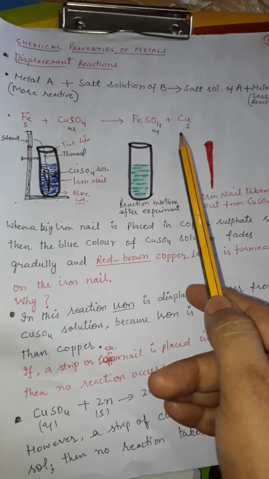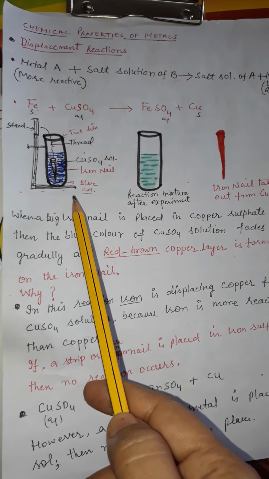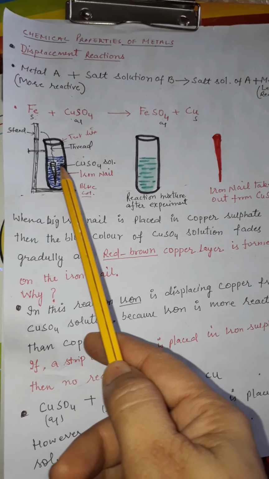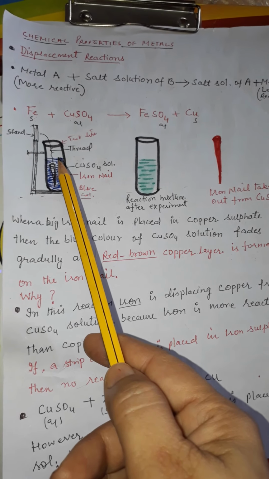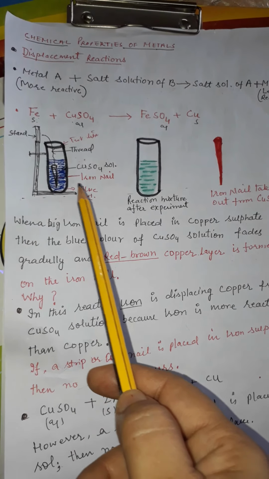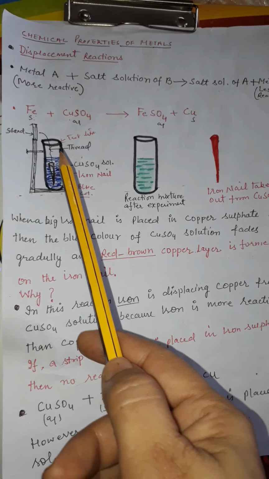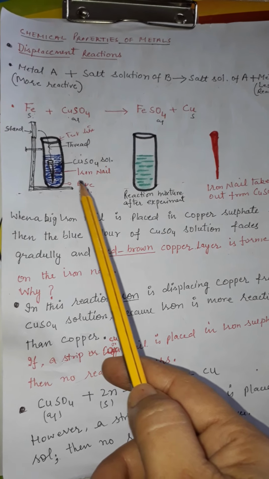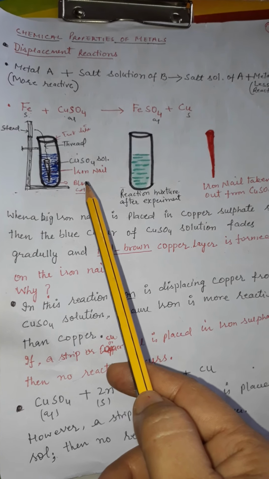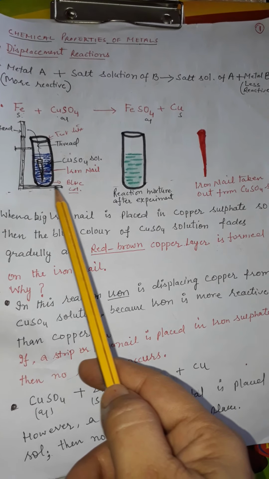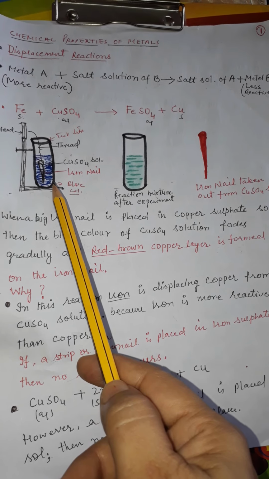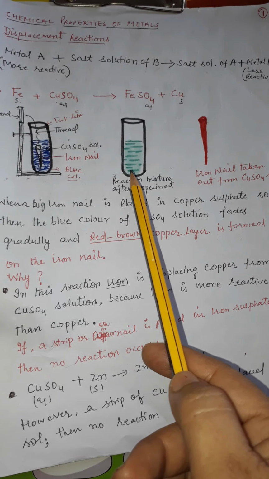Now here we will perform a small activity. So what is this? This is the test tube. In this test tube we will put copper sulfate solution which is blue in color and one iron nail. Now after some time, 2 or 3 hours, we will observe the color of this copper sulfate fades and light green color is formed.